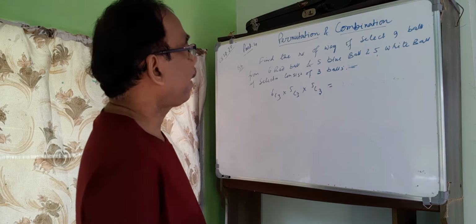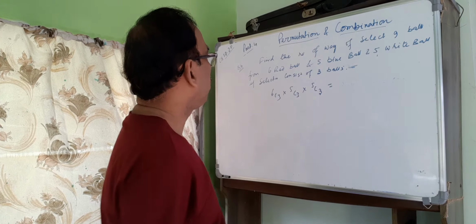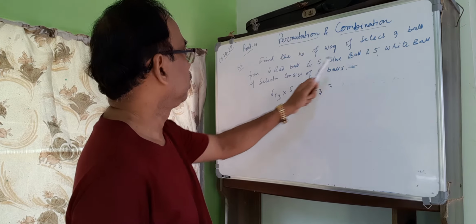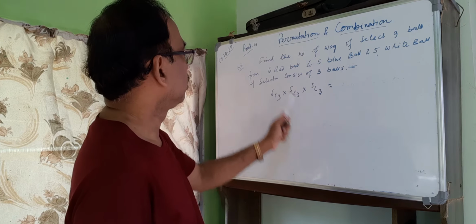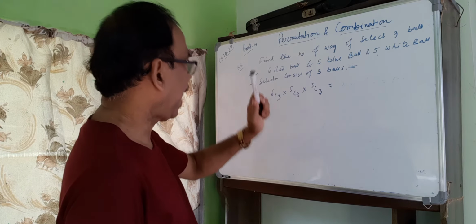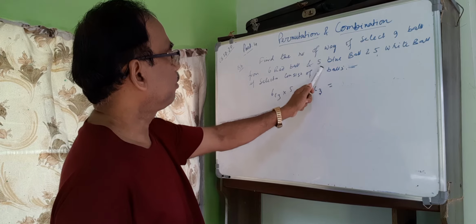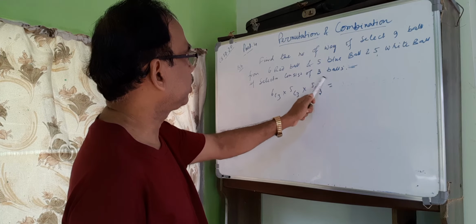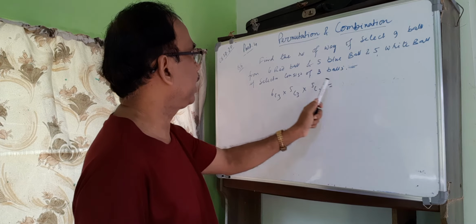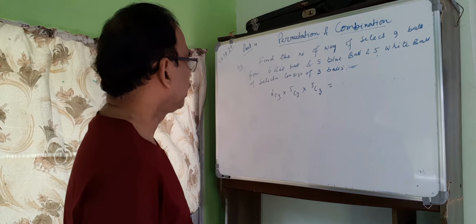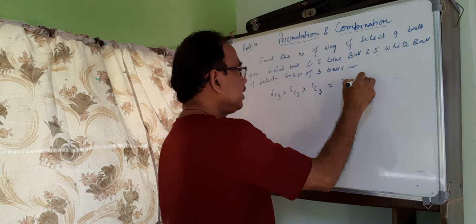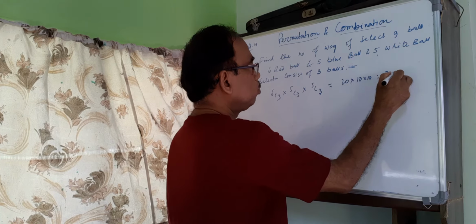I'm telling again, we have to select 9 balls from 6 red balls, 5 blue balls, 5 white balls, and each selection consists of 3 balls. So from 6 red balls, 3 red balls could be chosen, 6C3, and the multiplication sign. From 5 blue balls you have to select 3 blue balls, that is 5C3, and from 5 white balls you have to select 3 white balls, that is 5C3. The actual answer is 6C3 means 20, 5C3 is 10 into 10, that is 2000 ways.